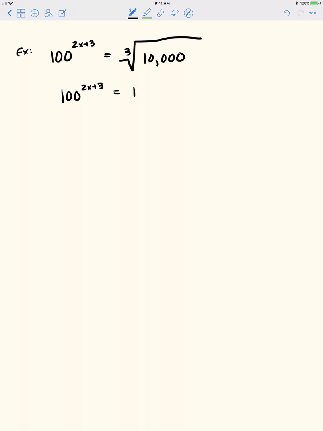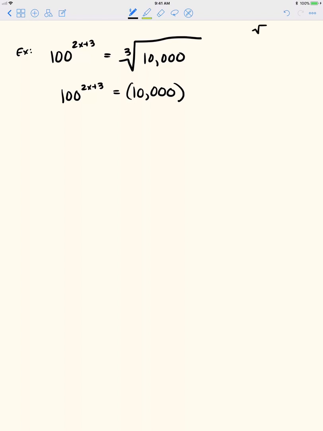Here's another one with a slightly more complicated exponent, and it's a solve exactly: 100 to the 2x plus 3 power equals the cube root of 10,000. Okay, so there's a cube root, and just like with any roots that we've had before, when we're dealing with exponents, it's going to benefit you to think about that in exponent form.